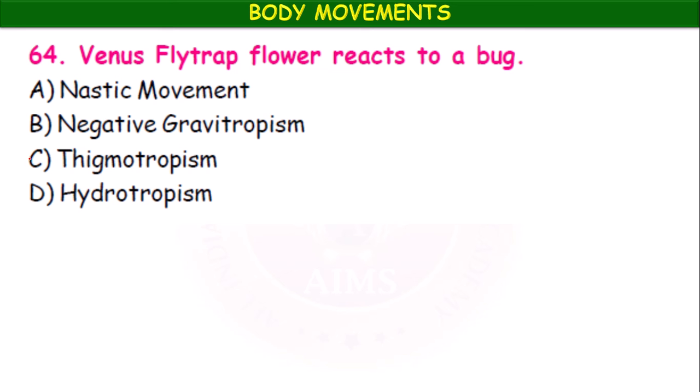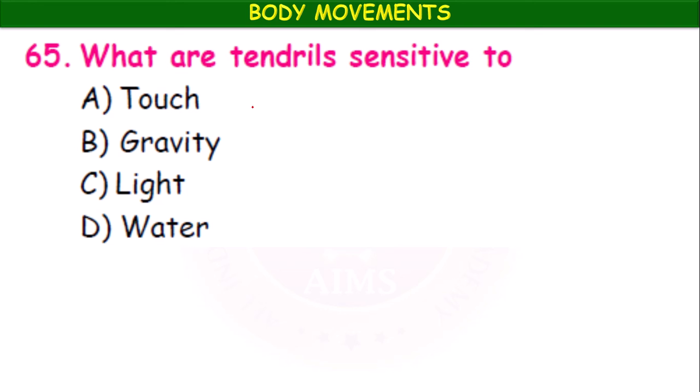It is a nastic movement, because there is no direction in the nastic movement. In the tropic movements there is a direction. What are tendrils sensitive to? Touch, gravity, light, water. Touch.